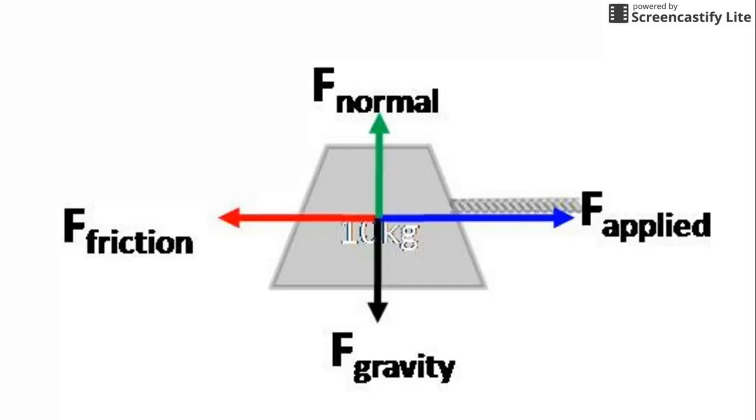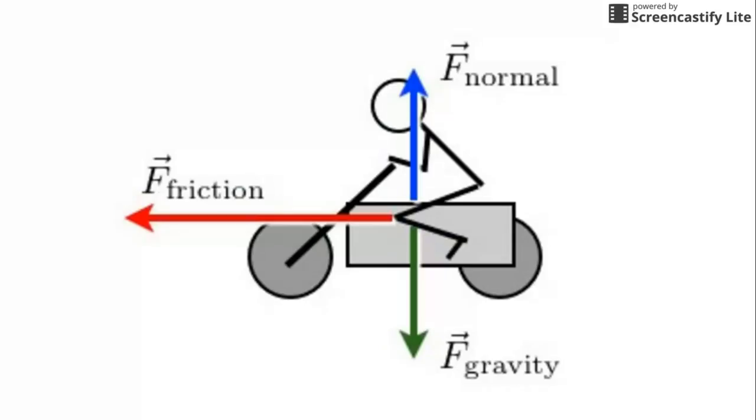So you see the normal going up, the gravity going down, the applied going to the right, and the friction going to the left. Same here. You have normal, you have gravity, and you have friction in the direction that the bike is moving because of the tires.